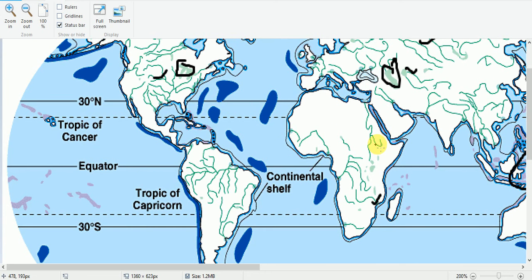For example here, I think these green colors show these rivers, and the places where deltas are not formed, in those areas the fresh water of the river directly meets the sea, and that region is known as estuary.